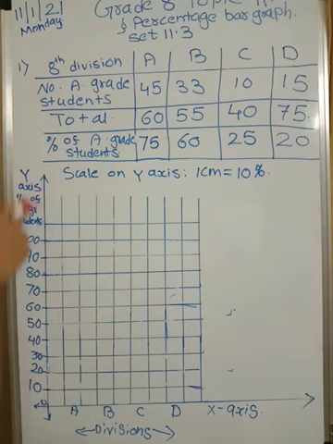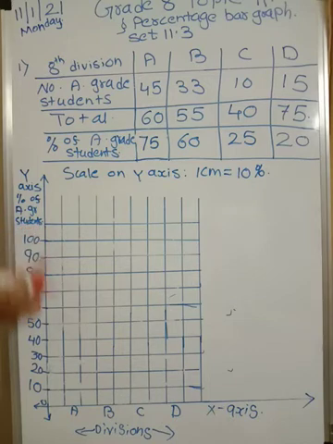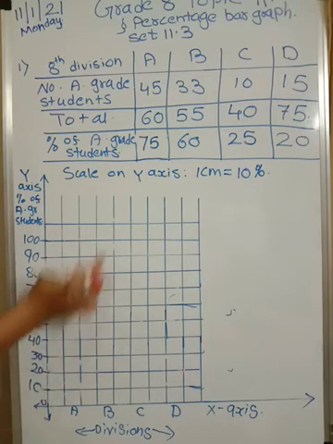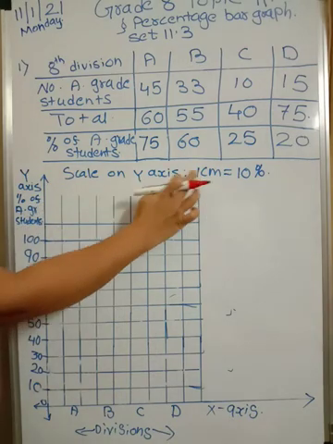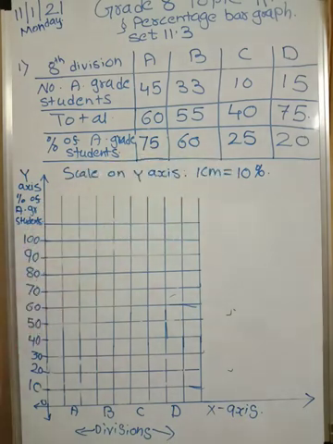Alright. Now on the y-axis, see, this is 0, 10, 20, 30, 40, 50, 60, 70, 80, 90, 100. On the y-axis, I have plotted the percentage of A grade students. So this is 1 centimeter. 1 centimeter means 10%. So I have written the scale on the y-axis here: 1 centimeter is equal to 10%.